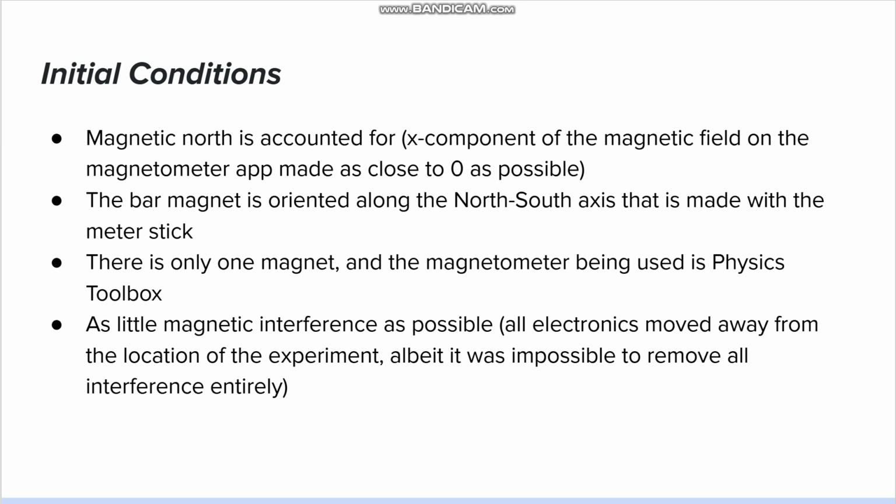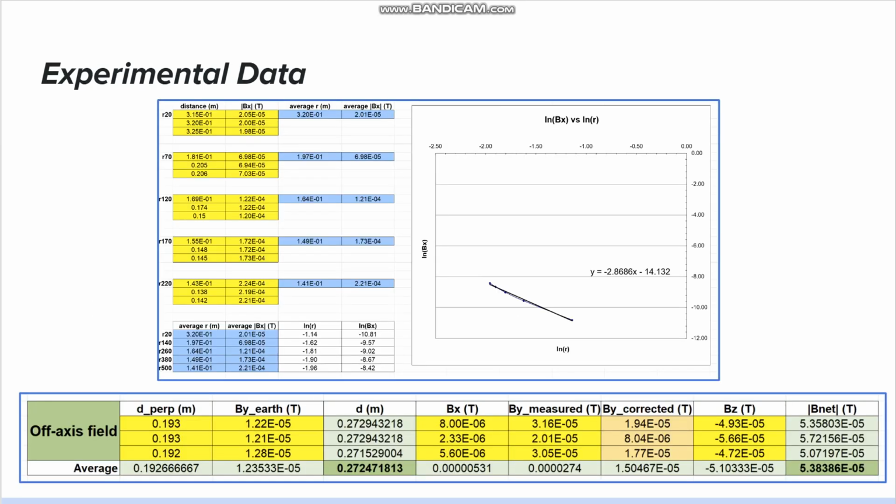Seen here is the experimental data achieved through my experiment. Notable things include distance and then also the magnetic field, in addition to the ln B_x versus ln r graph seen on the right. At the bottom, the distance of 0.27 can be seen, and the magnetic field of roughly 5.38 times 10 to the negative 5 was derived.